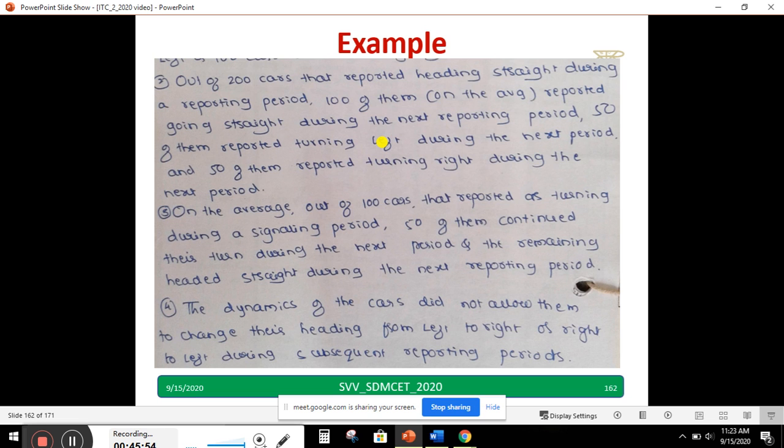Sometimes it irritates you, but observe the sentences carefully. Left means you can take L as the left side, R as the right side, straight means S as the middle. It will be easy to write the probabilities. And on the average, out of 100 cars that reported as turning during a signaling period, 50 of them continued their turn during the next period, and the remaining headed straight during the next reporting period. The dynamics of the cars did not allow them to change heading from left to right or right to left during the subsequent reporting period.